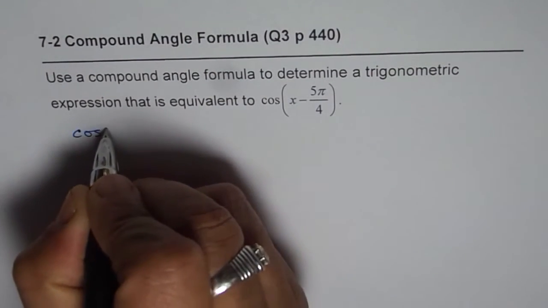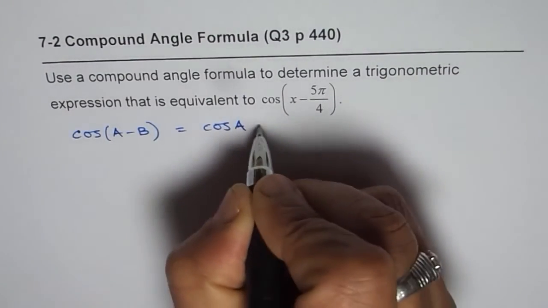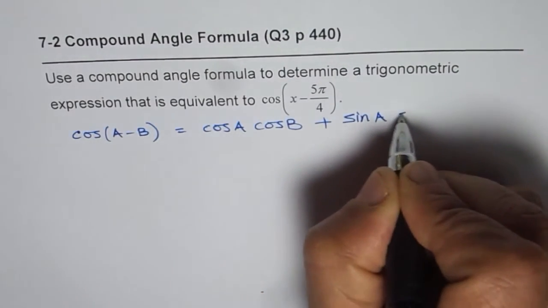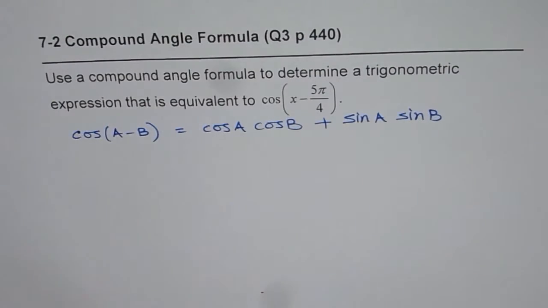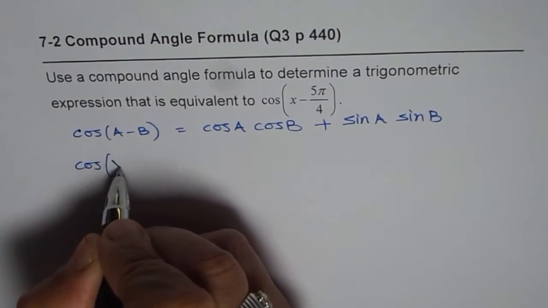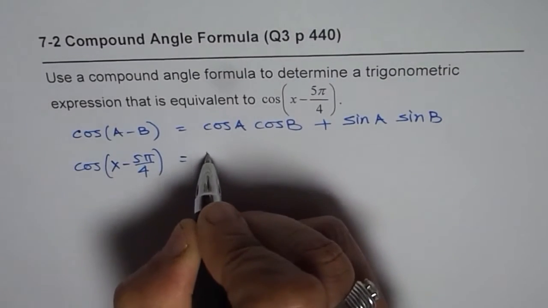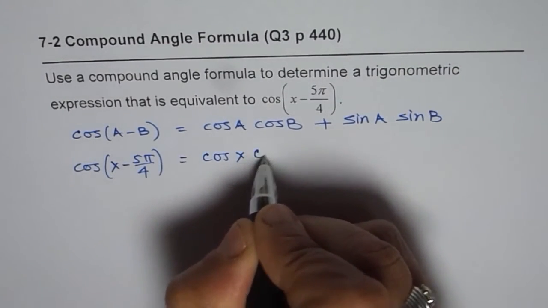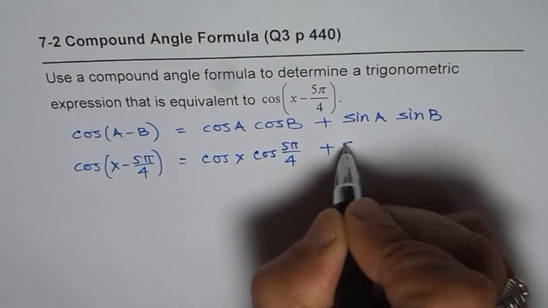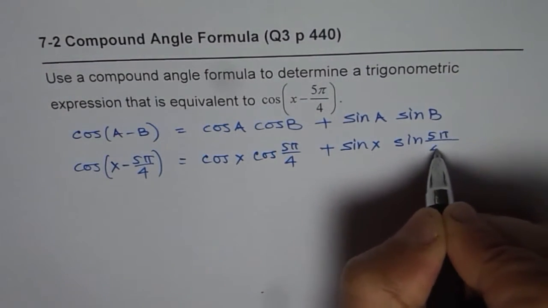Okay, it is cos of, let us say, a minus b could be written as cos a cos b plus sin a sin b. So that is the compound angle formula which is to be applied here, right? So we have cos of x minus 5 pi by 4, correct? So if you apply this formula, you get cos of x times cos of 5 pi by 4 plus sine of x sine of 5 pi by 4. That is what you get.